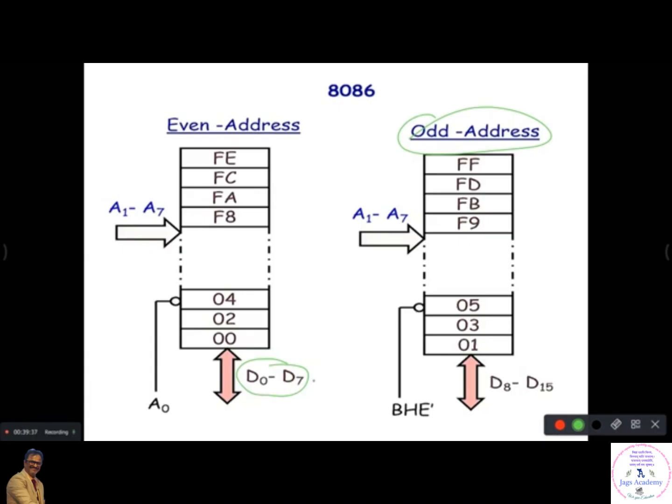So how do you separate even and odd addresses? How do you decode? Using A0. You all know A0 is always 0 for an even address. A0 is always 1 for an odd address.